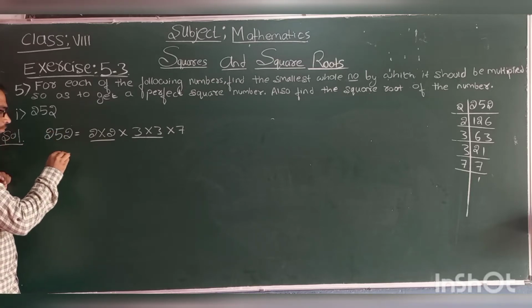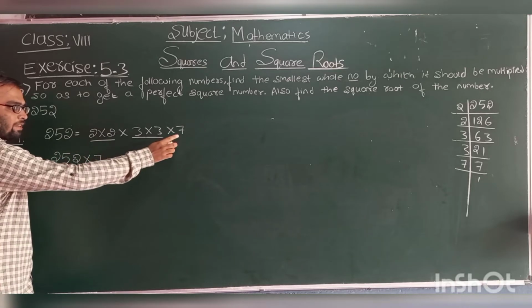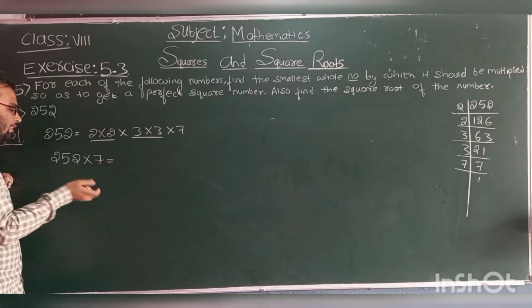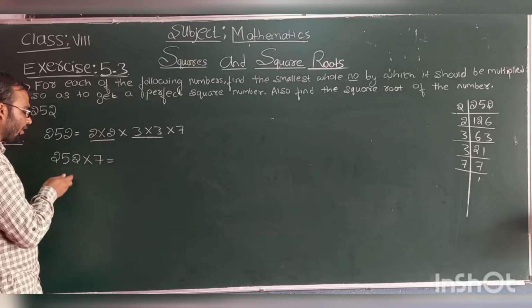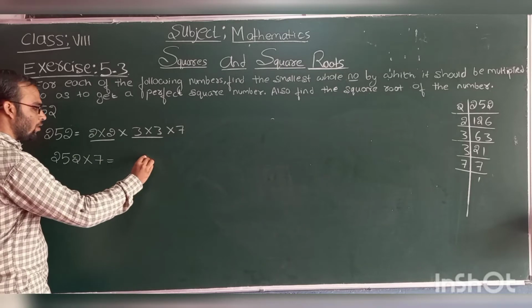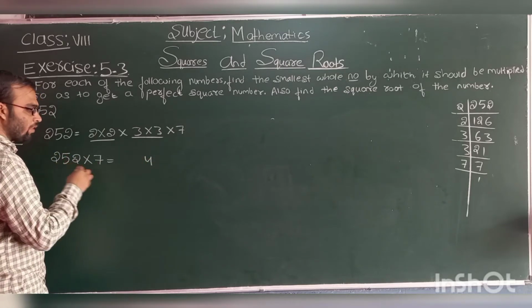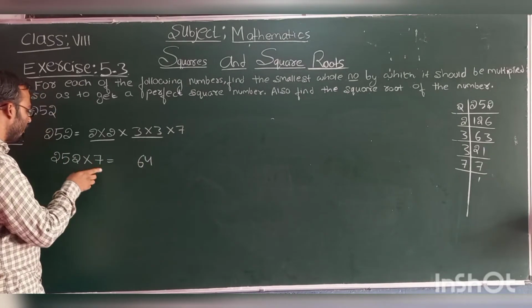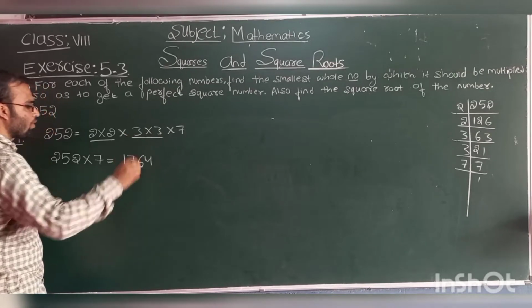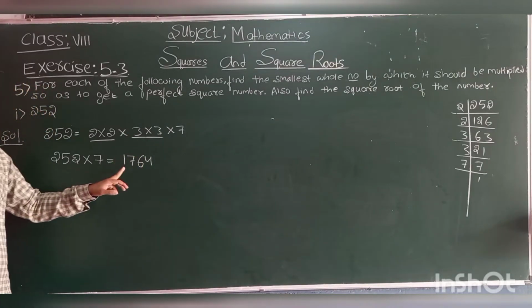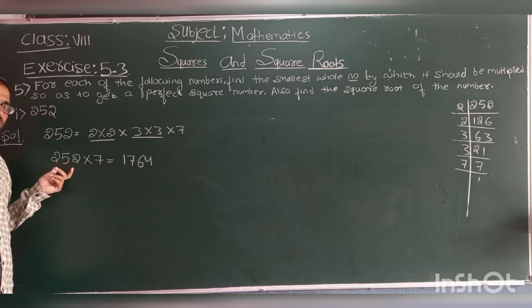As 7 is not in pair, we need to multiply 7 to this number to get a perfect square. So what we will get by multiplying 7 to this? 2 7s are 14, 1 carry, 7 5s are 35, plus 1 is 36, 6 and 3 carry, 7 2s are 14, 14 plus 3 is what? 17. So here we have got 1764 when we multiply 7 to 252.